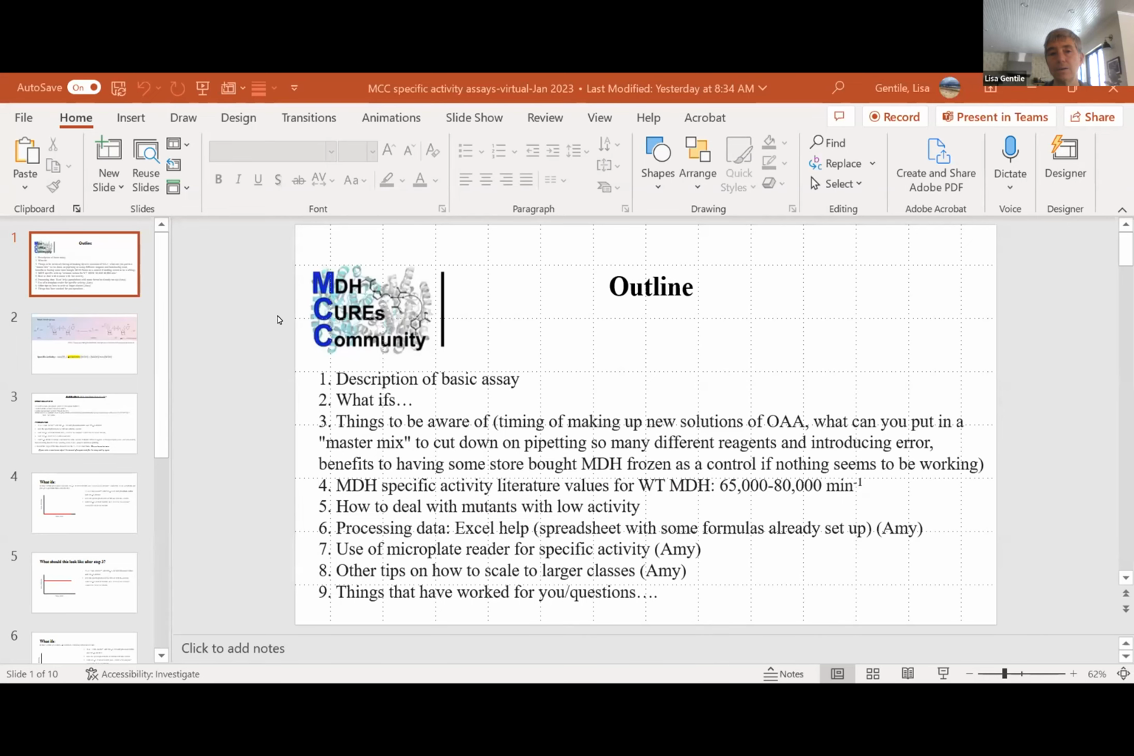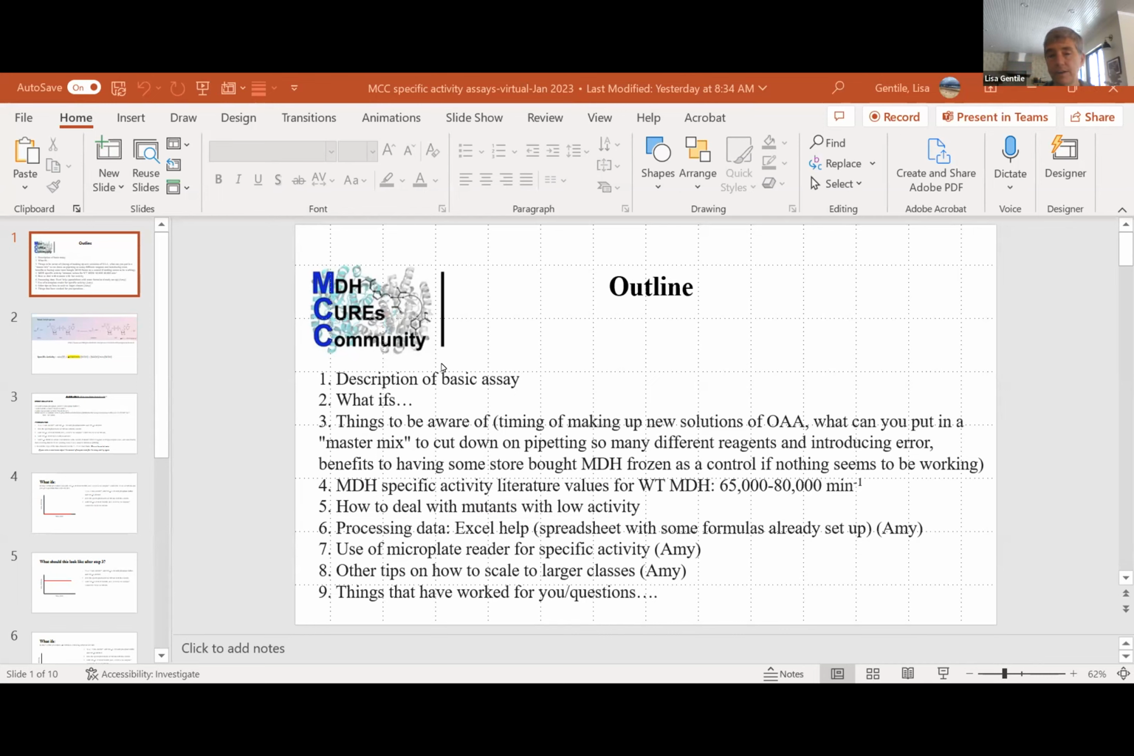Happy to talk about anything that you want to talk about. So first of all, a description of the basic assay to determine the specific activity of MDH. A bunch of what if scenarios when you're sitting at your UV vis spec and you get a spectrum and it looks like this, what does it mean type things.